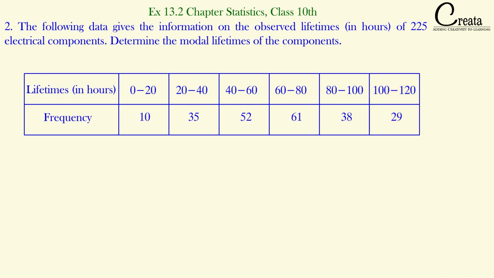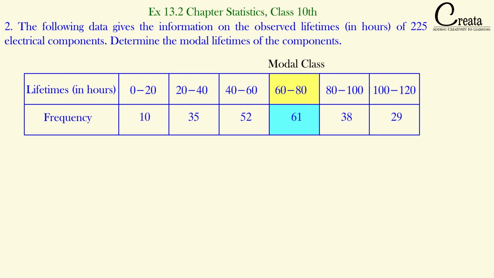Okay. So we have observed the data. In this question, we have to find the modal lifetime of the component. It means we have to find the mode of the given data set. Let's do so. What is the first step in finding the mode? We will find the modal class. And how do we find the modal class? We find the maximum frequency, and the class corresponding to maximum frequency is the modal class. Firstly, identify the maximum frequency. Out of all of this data, 61 is the maximum frequency. So this class, the range 60 to 80, will be the modal class.